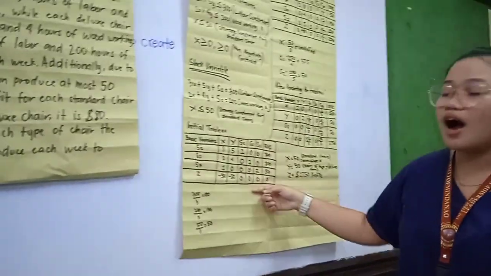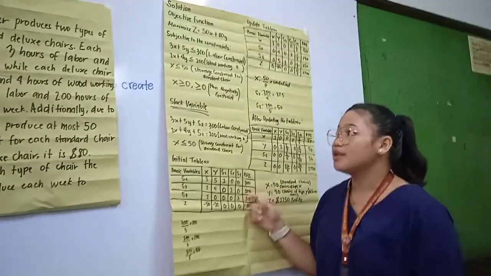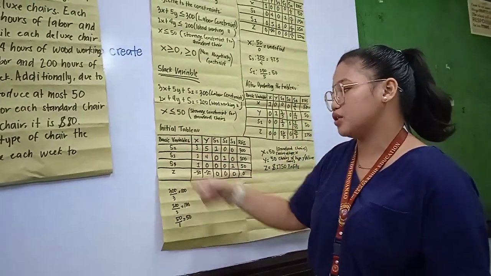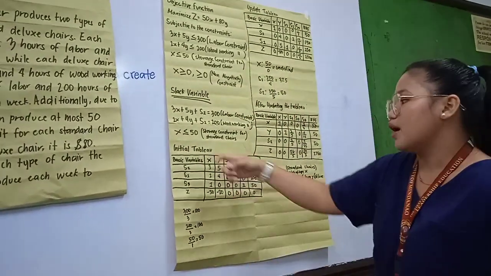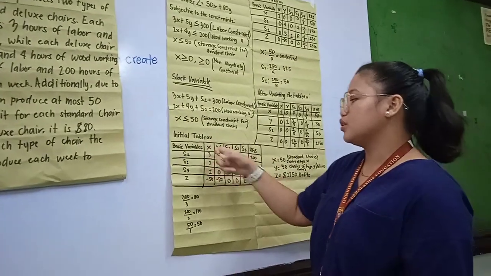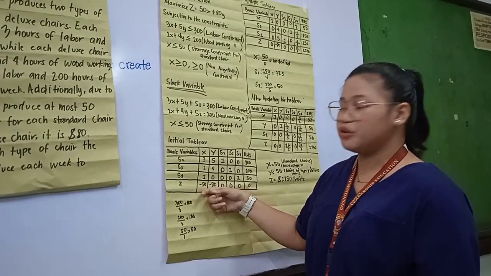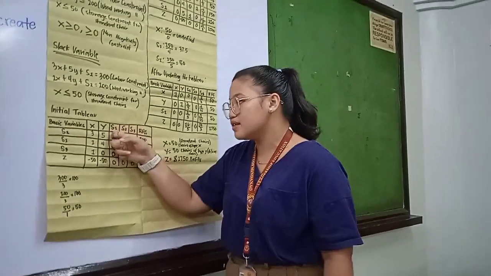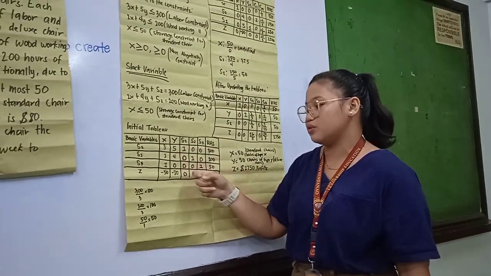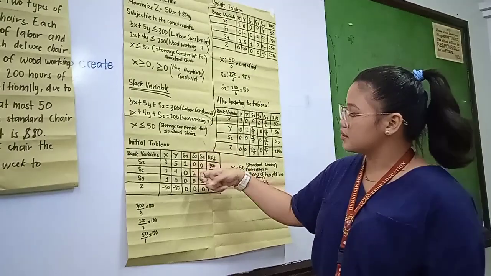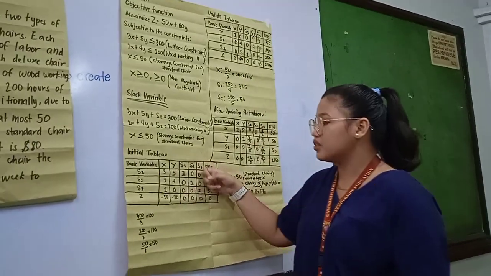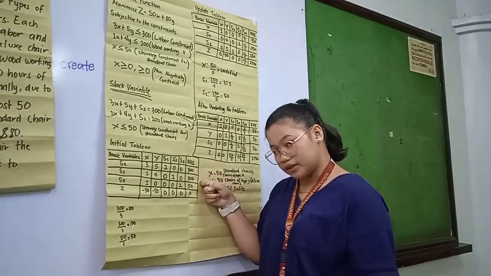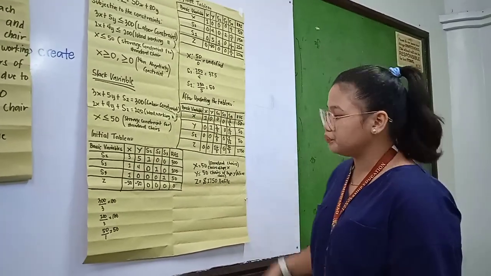So here is the initial tableau for the slack variables. The basic variables are s1, s2, s3, and z. X is 3, 2, 1, and negative 50. Y is 5, 4, 0, negative 80. S1 is 1, 0, 0, 0. S2 is 0, 1, 0, 0. S3 is 0, 0, 1, 0. RHS is 300, 200, 50, and 0.